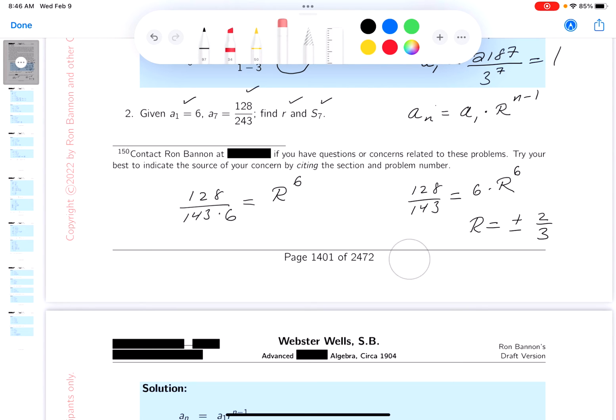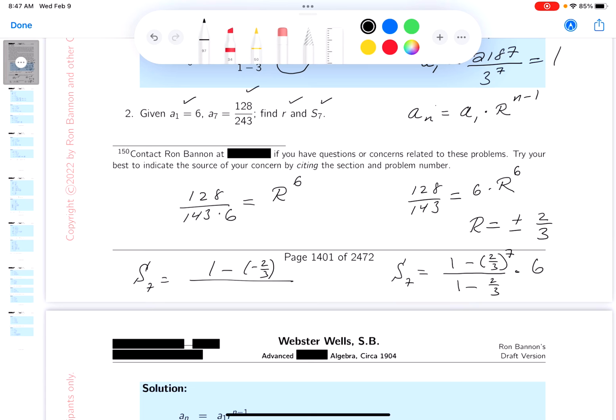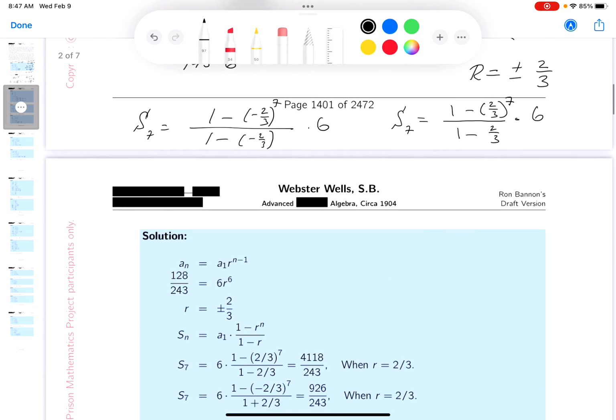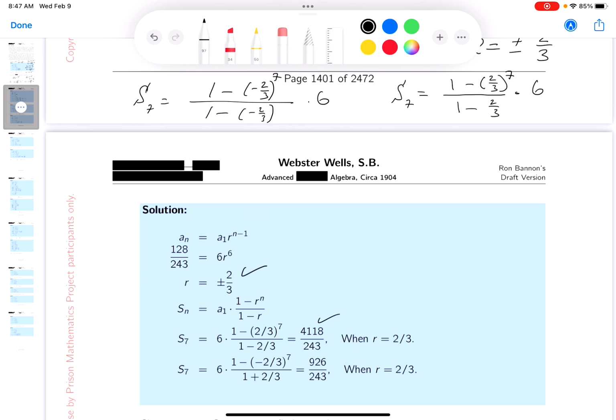So S7 could be (1 minus (2/3) to the 7th power) over (1 minus 2/3) times A1, which is 6, or S7 could be (1 minus (minus 2/3) to the 7th) over (1 minus (minus 2/3)), and this is times 6. Two numbers over there. So I want to point out my answer key. I put this down, and I put the two different answers down for you.